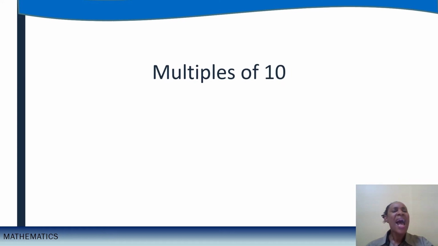Now, boys and girls, since we know how to get the multiples of 2 and 5, I want us to look at the multiples of 10. I wonder who could tell me what you would do to get the multiples of 10. Excellent! If you said you would start with the number 10 and keep adding 10 each time, boys and girls, that is correct. Now I want you to write down the multiples of 10 and then share them with me.